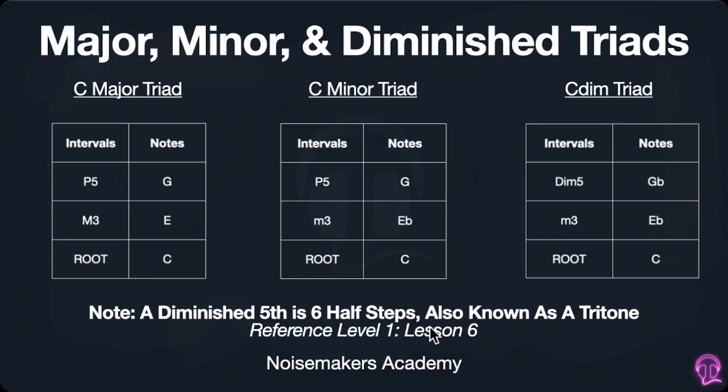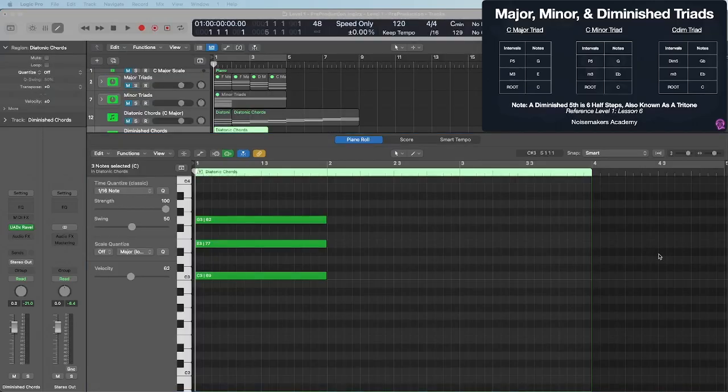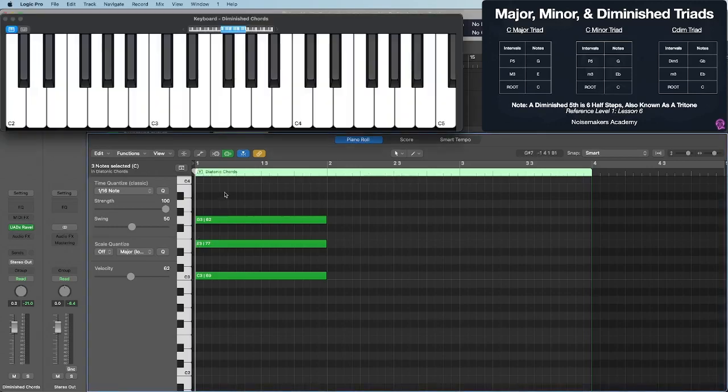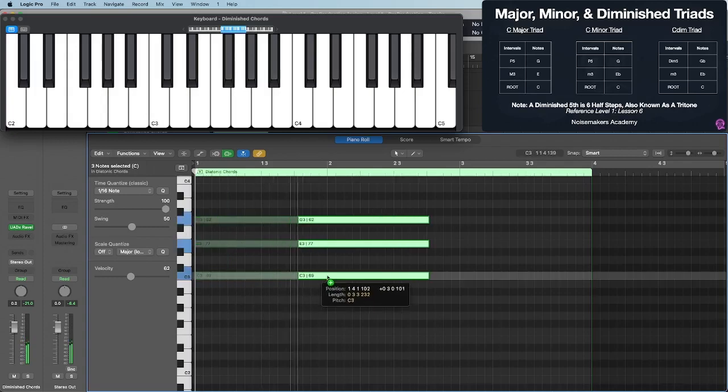So what is that actually going to look like? Let's take a look. Okay, so what we're going to do is just follow the slides exactly. So we have a C major chord, so we have a C, E, and a G. Another way to say that is we have a root note, a major third, which is 4 half steps, and then we have a perfect fifth, which is 7 half steps away from the root note, right? And then I'm just going to hold Option and just drag it over.